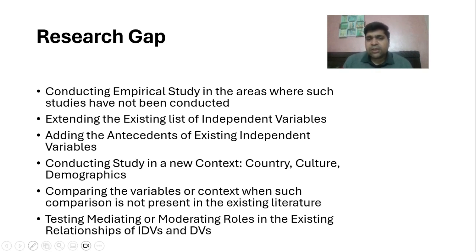So these are some of the things where you have to do some brainstorming to justify your research gap. Okay, then what else can be there? Testing mediating or moderating roles. This is an advanced thing for UG/PG students, but for PhD students, it is very important to test some mediating and moderating roles to justify that they are contributing to the existing body of knowledge.